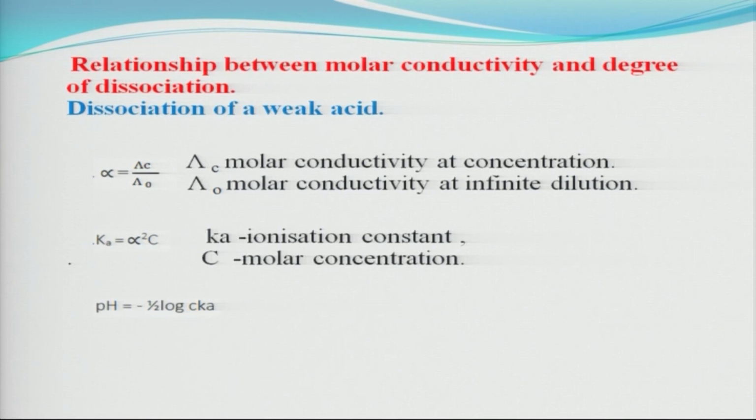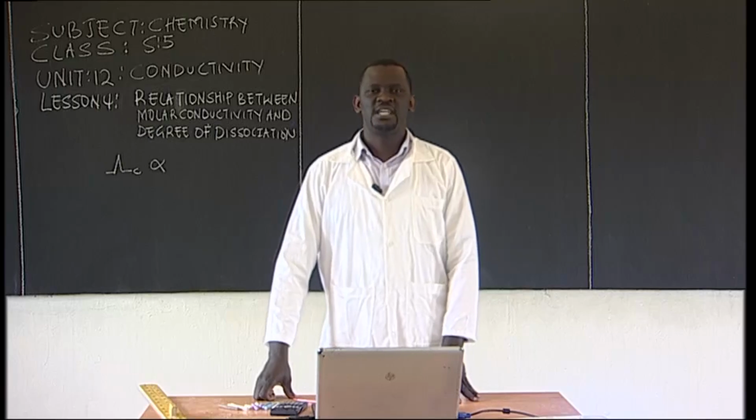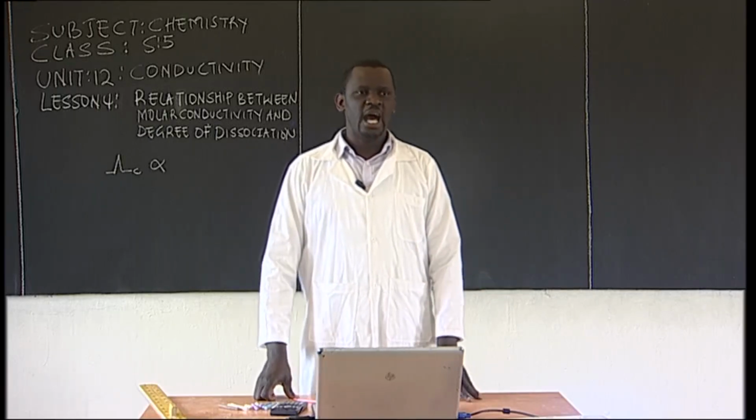When you talk about this degree of dissociation, we need to talk about weak acids and weak bases. Those are our weak electrolytes. Weak acids, for example, ethanoic acid, and weak bases, for example, ammonia.